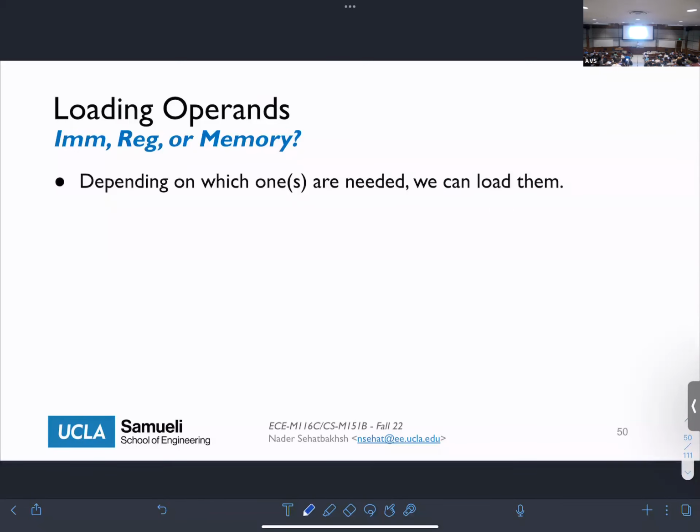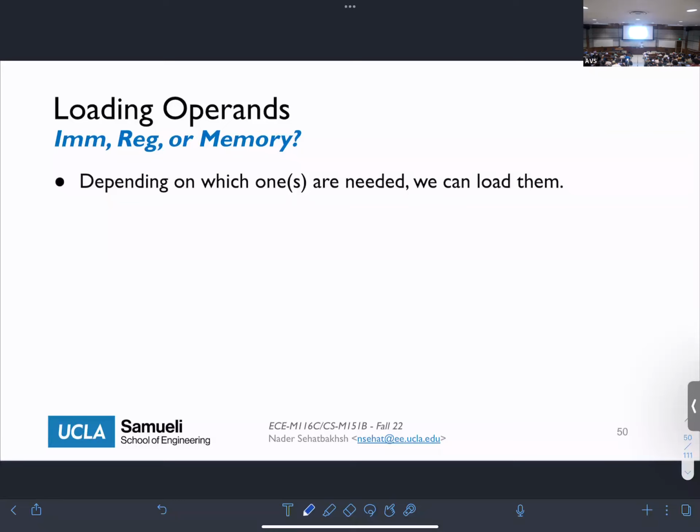Okay, so now that we know kind of how to get them, the question is that all these different instructions have different operands. Some of them have RS1 and RS2. Some of them have RS1 and immediate. Some of them don't have any operands. They only have memory. So how do we know which of these we should read?